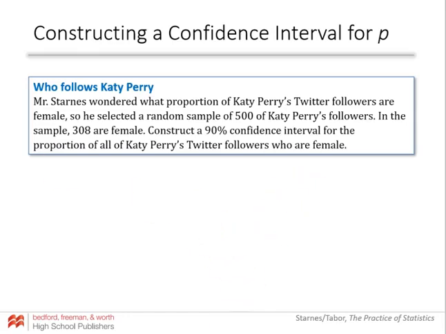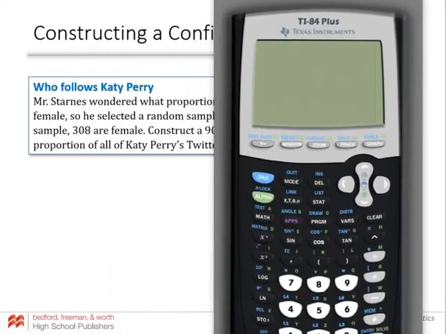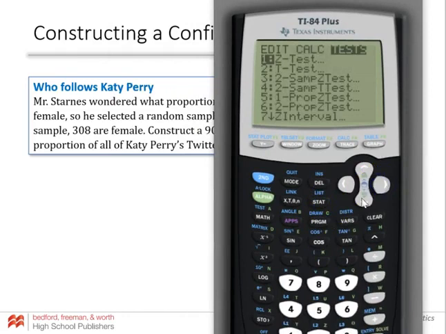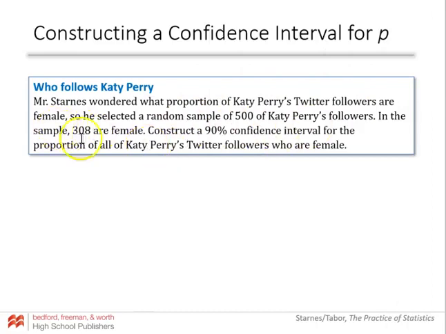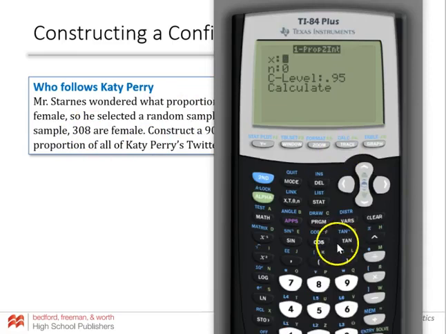On the TI, I'm going to go to stat and go over to tests. You have to scroll down a little bit, but we are doing a 1 proportion Z interval. That's the procedure that we're doing. When they ask for X, they're asking for the number of successes. In this case, 308 of the people that he surveyed were female. So that's what's going to go in that X box.